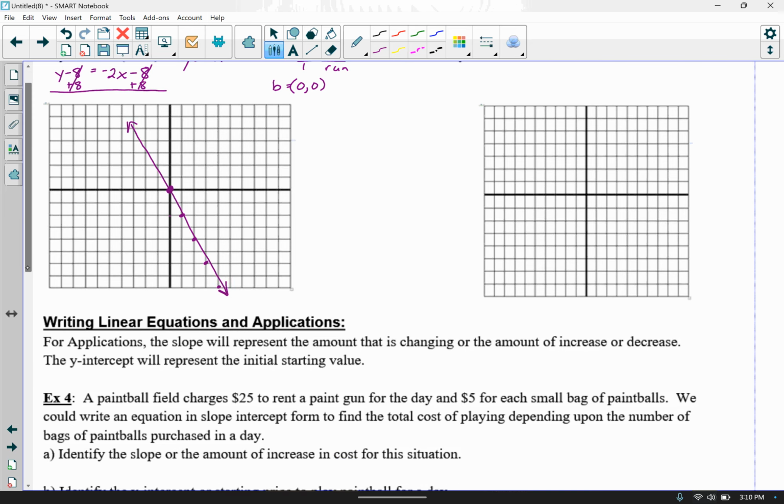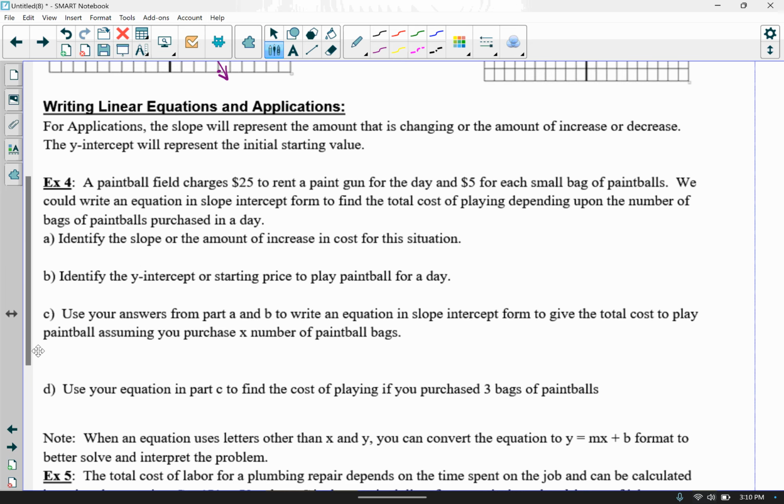All right, so now let's move on from here and look at writing linear equations and some applications. A lot of times the information that we need is going to be directly stated for us in the problem, and by the context of the problem, we'll be able to pull out what we need. Okay, so let's look at example 4 here together. It says that a paintball field charges $25 to rent a paint gun for the day and $5 for each small bag of paintballs.